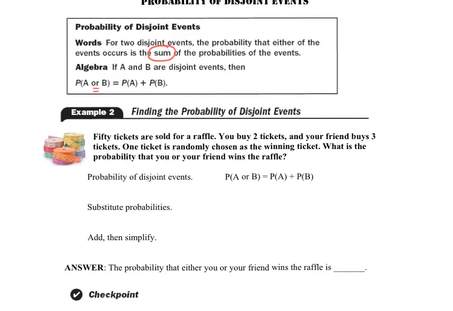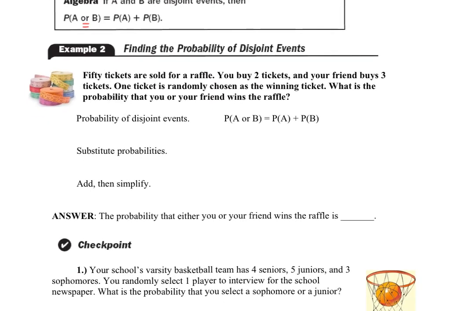50 tickets are sold for a raffle. You buy 2 tickets and your friend buys 3 tickets. 1 ticket is randomly chosen as the winning ticket. What is the probability that you or your friend wins the raffle? Well, like we talked about yesterday, because this is probability, our label goes at the beginning. So now we're going to have 2 events. So I'm going to say you or, there's that keyword or, your friend wins. That's the probability that we're trying to find.